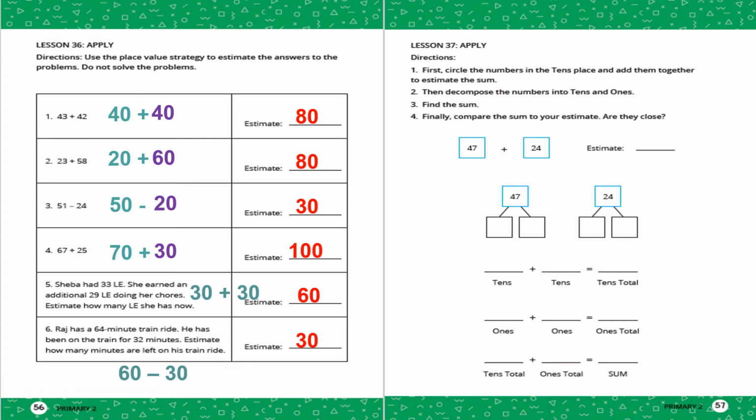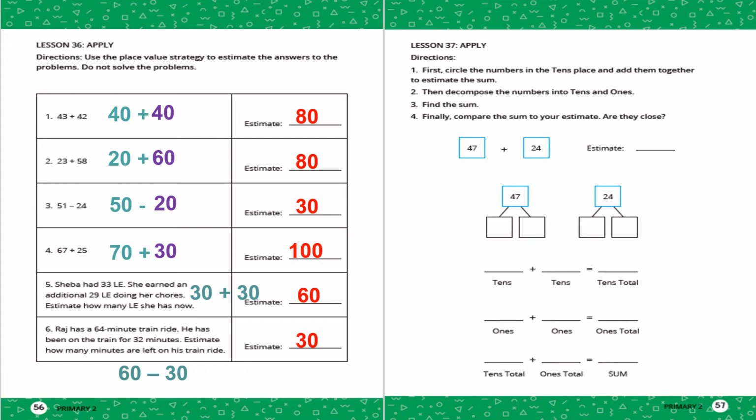Let's move to lesson 37. Number 1. First, circle the numbers in the tens and ones place and add them together to estimate the sum. Number 2. Then decompose the numbers into tens and ones. 3. Find the sum. 4. Finally, compare the sum to your estimate. Are they close?